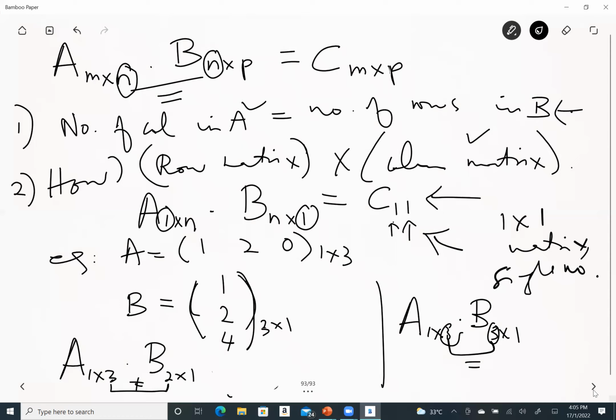Now, how do we multiply? You multiply the corresponding elements, and then you add them up. All right, so we do multiplication like this. We know that we can multiply. So I got 1, 2, 0. Okay, 1 by 3, one matrix.